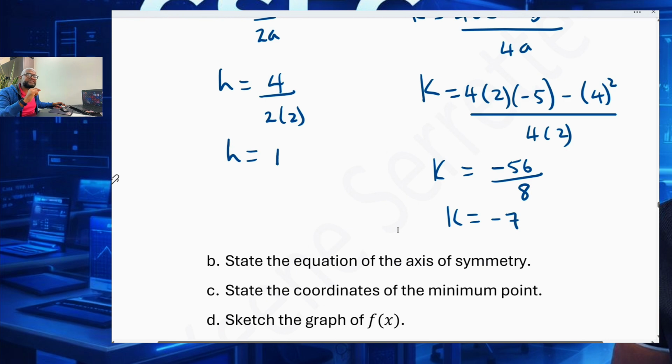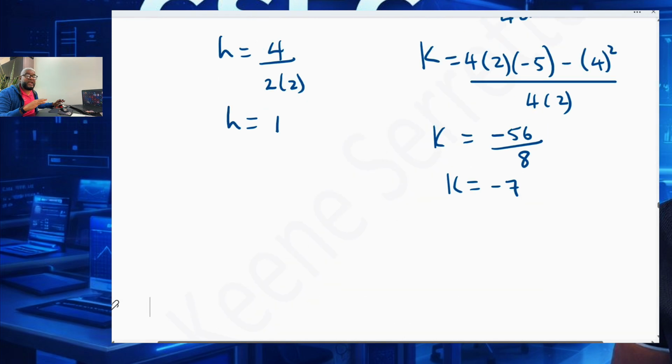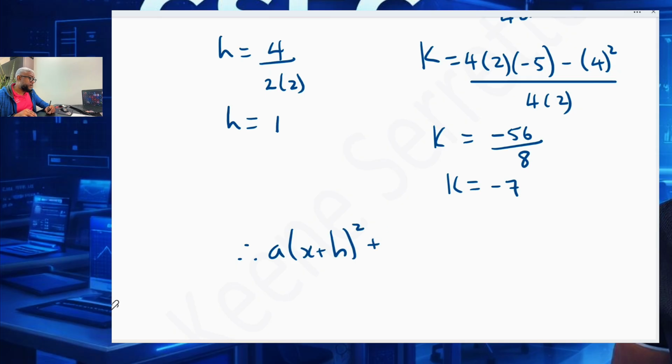So you could lose marks if you do not complete what CXC asked us to do, right? CXC asked us to write it in completing the square form. They did not ask us to find H and then find K alone. So I will put here now, therefore, A open brackets x plus H squared plus K. Please memorize this, because as I said, sometimes CXC asks you to just complete the square. And they don't give you this, right?